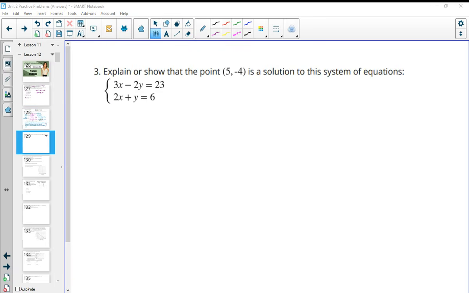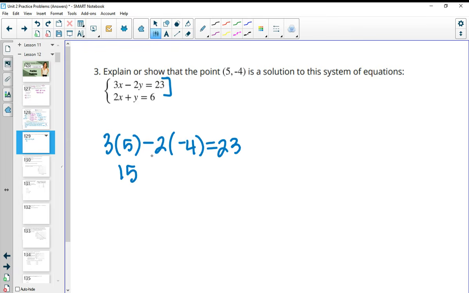All right, number 3 says explain or show that the point (5, -4) is a solution to this system. So that means it needs to be a solution in both equations. So we'll plug it into the top equation here. So we'll do 3 times 5 minus 2 times -4 and see that that's 23. So this is 15. -2 times -4 is +8, which is 23. When you do 15 plus 8, that's 23. So that means it's a solution to the first one.